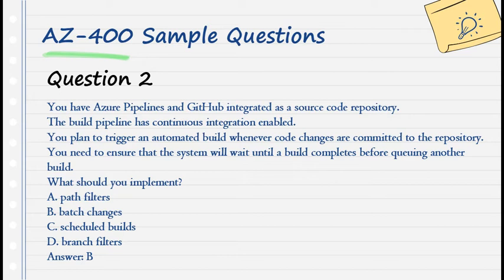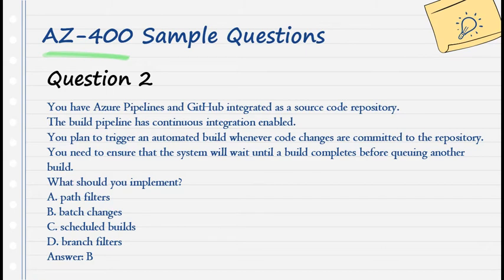Question 2. You have Azure Pipelines and GitHub integrated as a source code repository. The build pipeline has continuous integration enabled. You plan to trigger an automated build whenever code changes are committed to the repository. You need to ensure that the system will wait until a build completes before queuing another build.